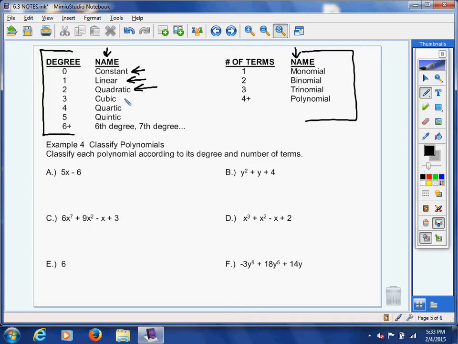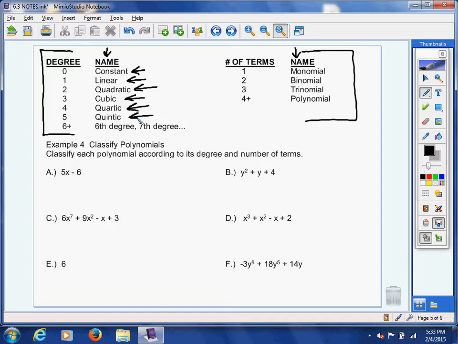If your biggest exponent is a 3, then we will call it a cubic. That's what it's called, cubic. If it's a 4, quartic. 5 is quintic. And then when you get to 6 on up, it's just real basic. It's 6th degree, 7th degree, 8th degree, 9th degree, 10th degree, 11th degree, depending on the number of your highest degree. Once you pass 6, there's no special names. 0 through 5 have all the special names, okay?